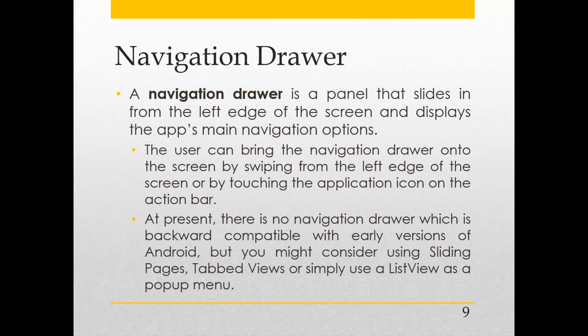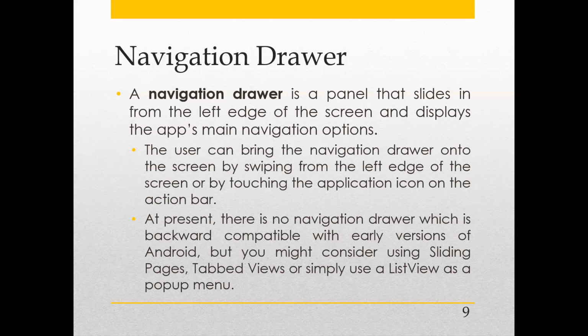Navigation drawer. A navigation drawer is a panel that slides in from the left edge of the screen and displays the app's main navigation options. The user can bring the navigation drawer onto the screen by swiping from the left edge of the screen or by touching the application icon on the action bar.